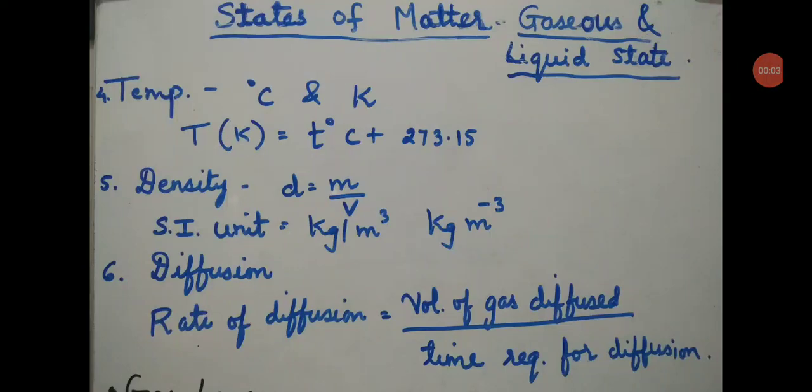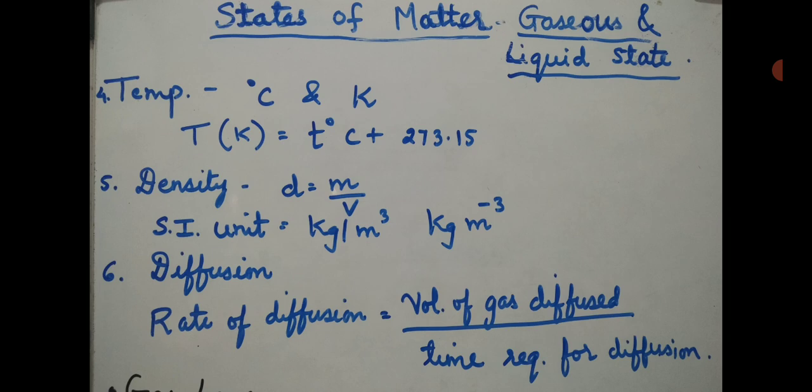From the chapter States of Matter, we were doing the measurable properties of gases. The fourth measurable property is temperature. Temperature is the measurement of hotness of a body. So the temperature of the gas can be measured in either degree Celsius or Kelvin.